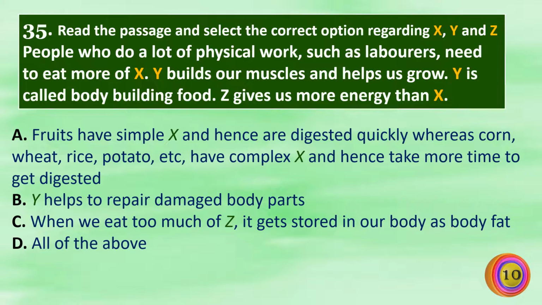Read the passage and select the correct option regarding X, Y, and Z. People who do a lot of physical work, such as laborers, need to eat more of X. Y builds our muscles and helps us grow. Y is called bodybuilding food. Z gives us more energy than X.